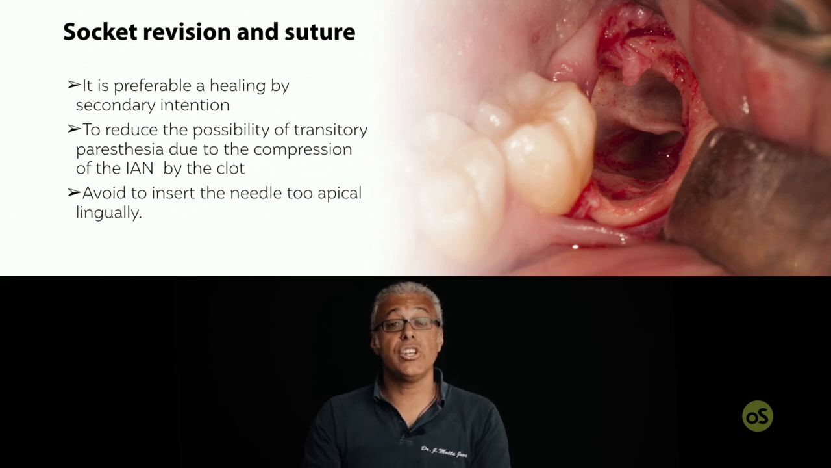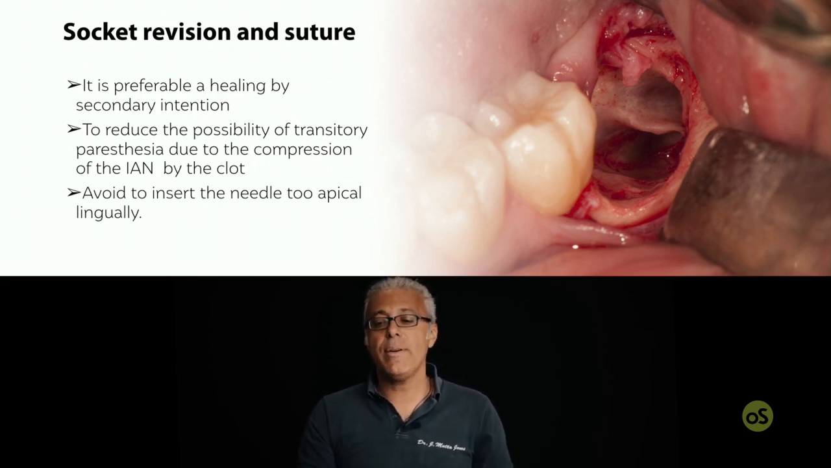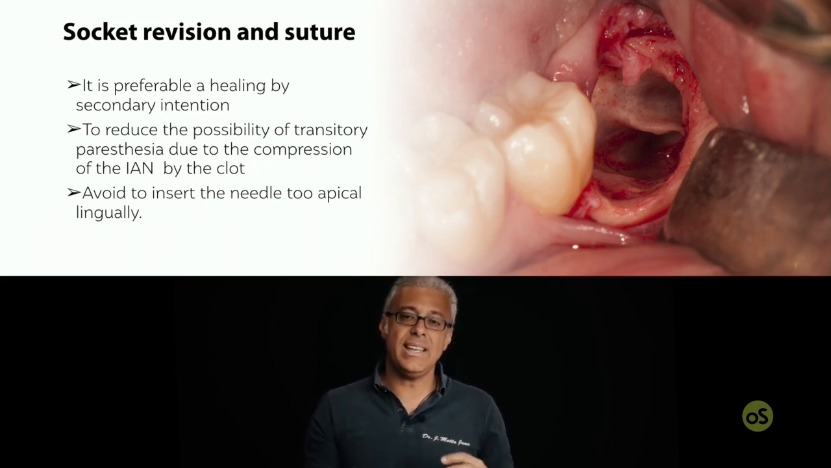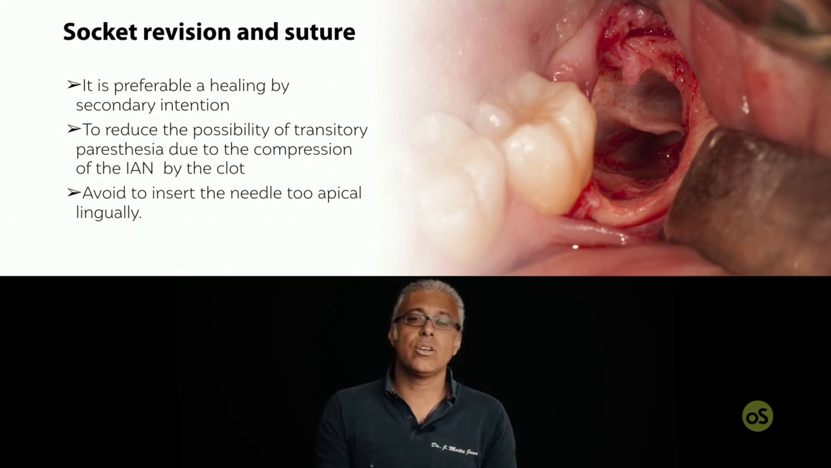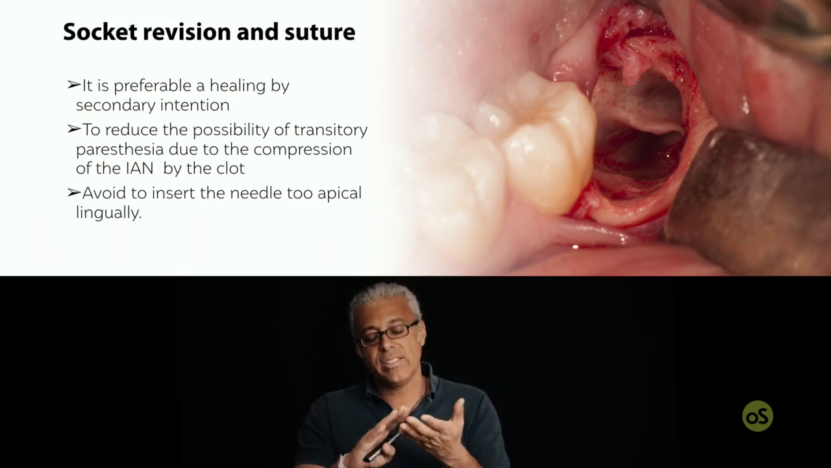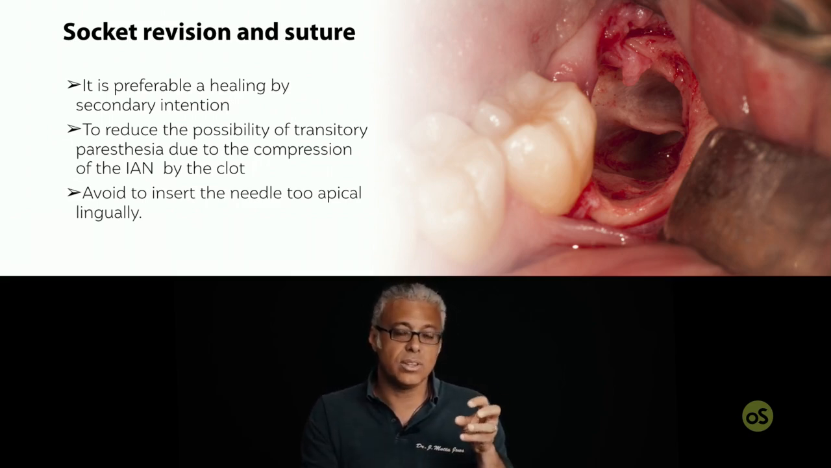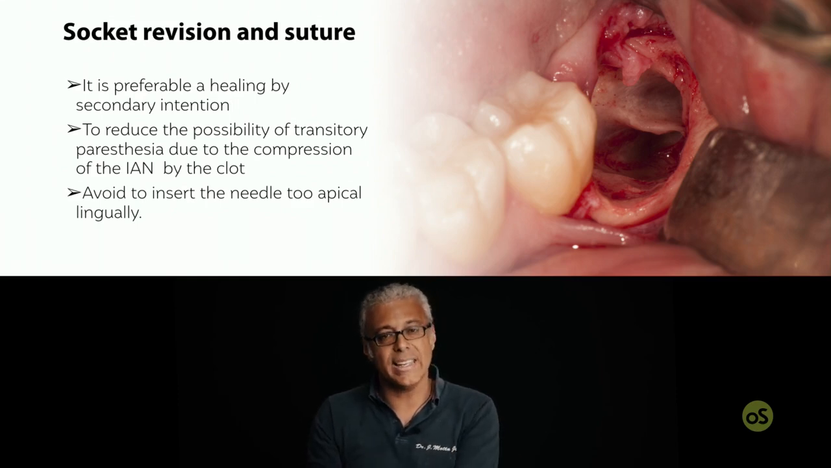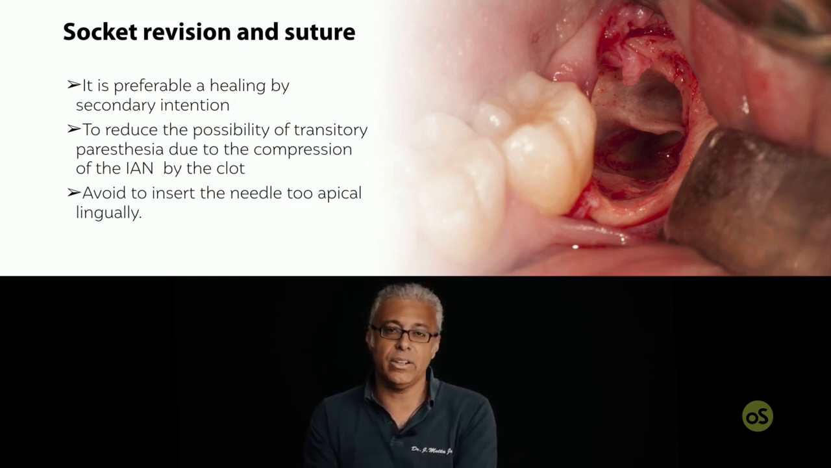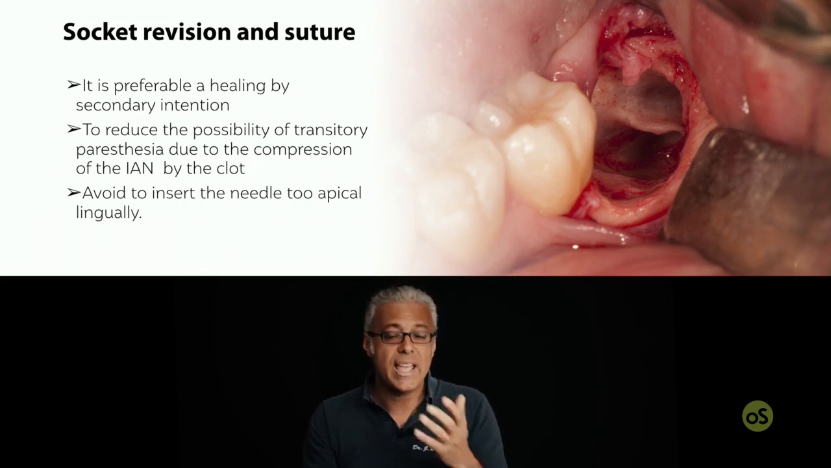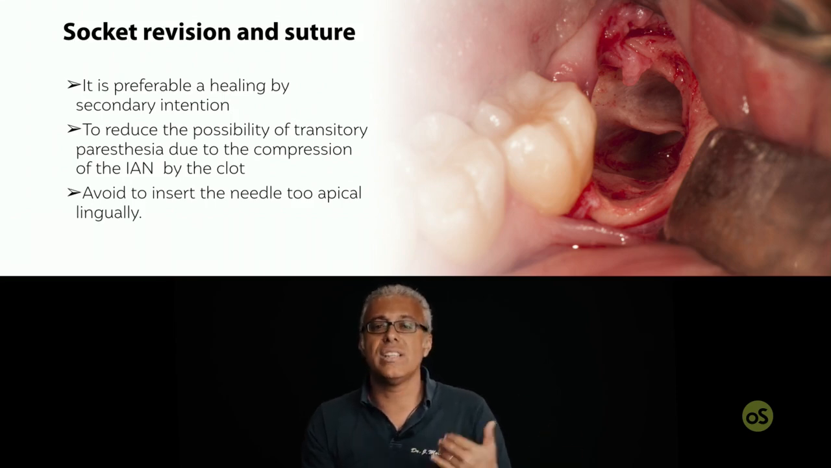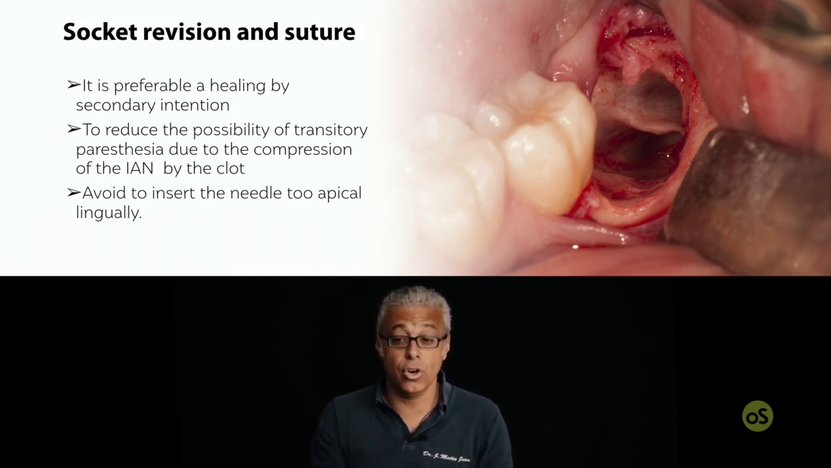What about the socket revision and suture? Well, it is very important that if we have seen in our pre-op diagnosis that the nerve is in straight contact and in deep contact with the root, we know that after we remove the tooth, the nerve is going to be naked inside the alveolus, inside the socket. And so we know that we can't use a curette or a Lucas spoon to clean the area, because in that moment we can damage the nerve.